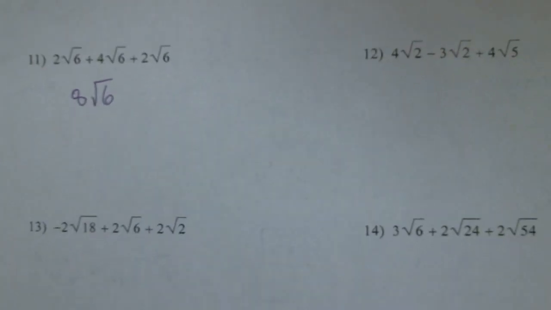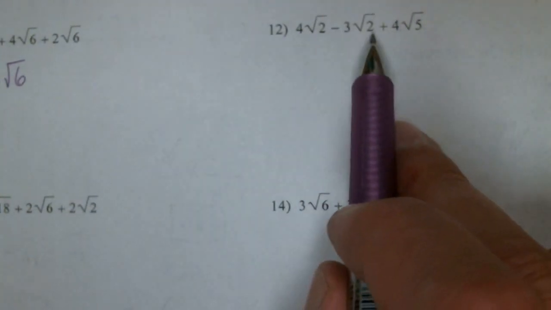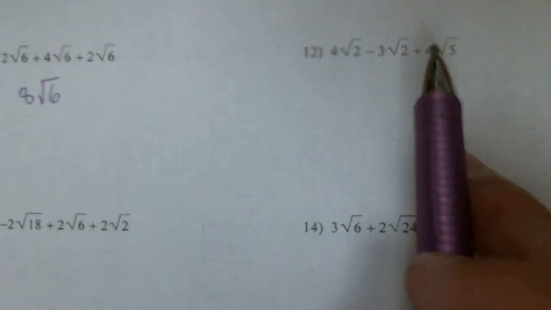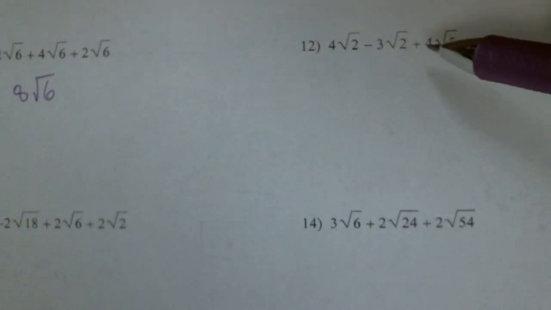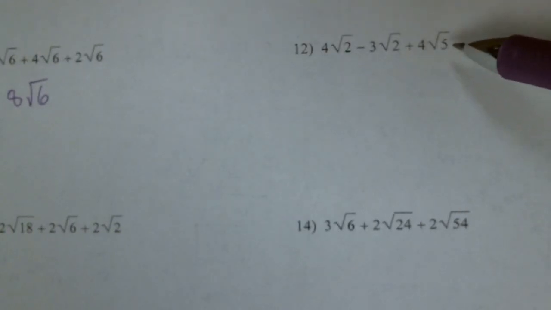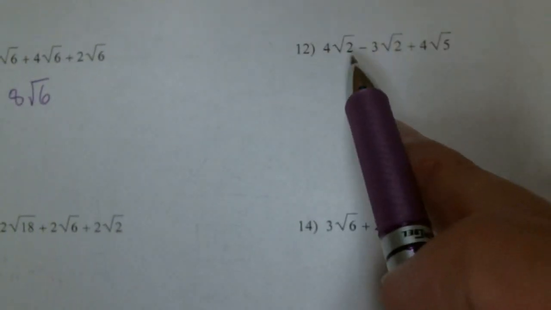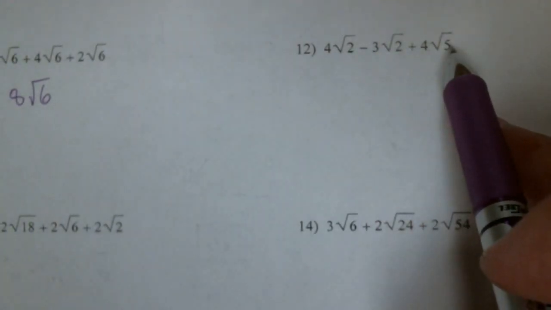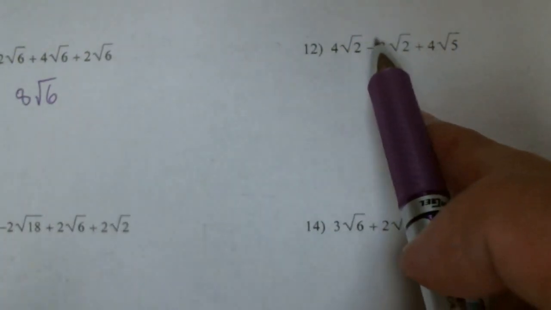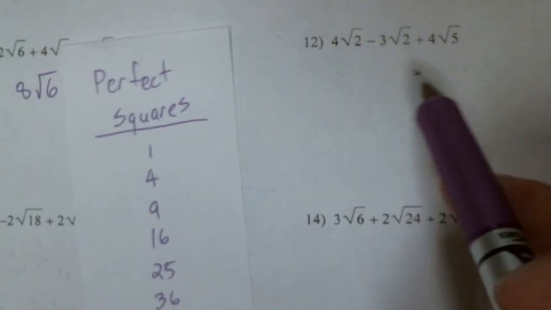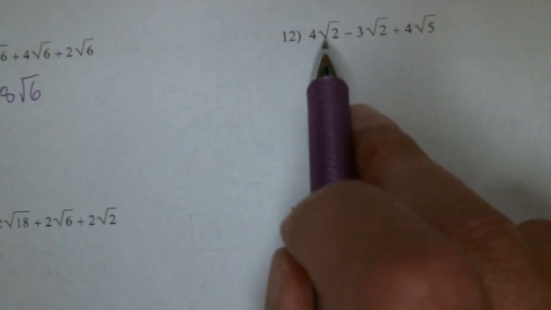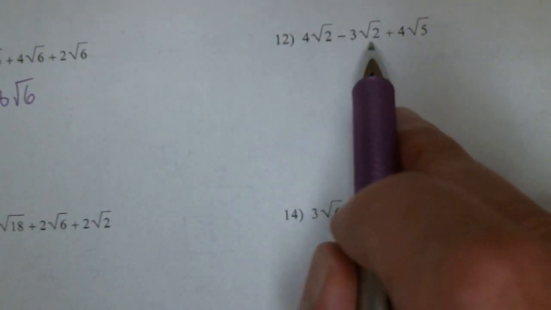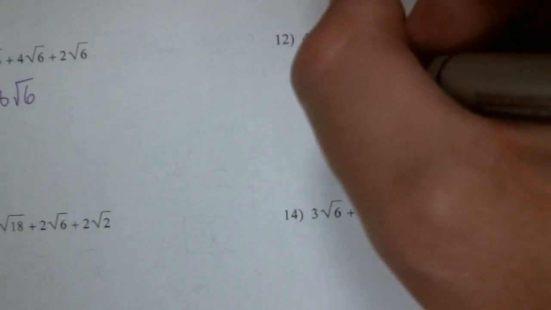Okay, the next one. All right, apples, apples, oranges. Okay, so remember, guys, when you're doing operations with radicals, subtraction and addition in particular, you've got to ask yourself, are my radicals fully simplified? Square root of 2, square root of 2, square root of 5, those are fully simplified. There are no perfect squares that go evenly into those, they are too small. So here I can combine my apples and apples. I've got 4 apples minus 3 apples, that's 1 apple.